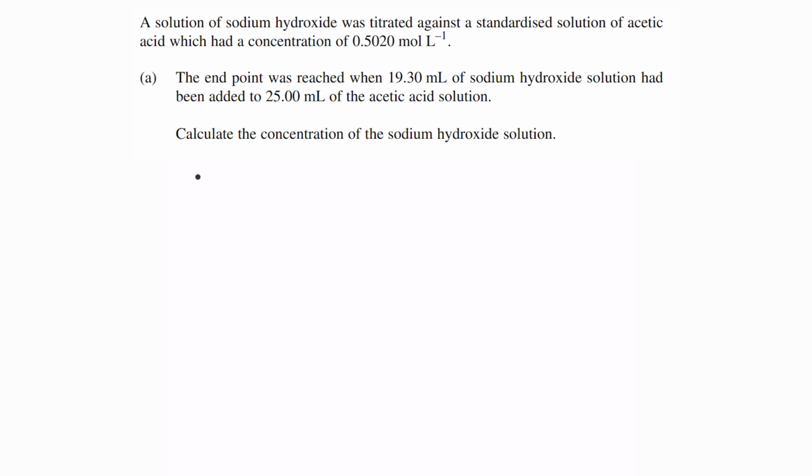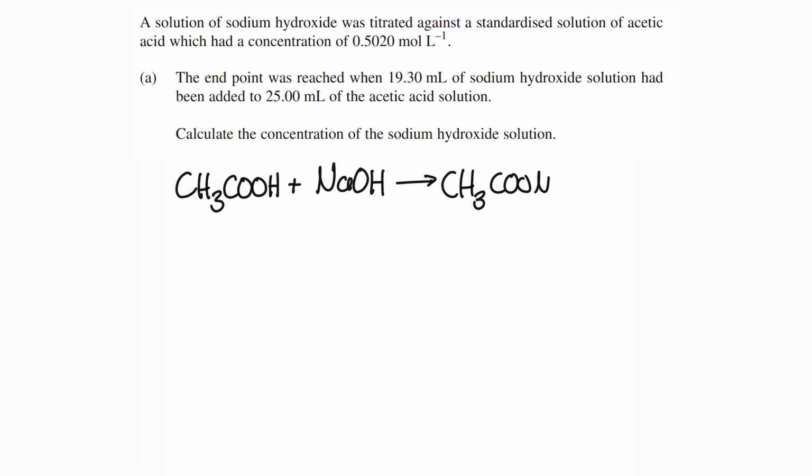So when solving any titration question, the first thing I'm going to want to do is write out a chemical equation. In this case, sodium hydroxide is titrated against acetic acid. So I'm going to do CH3COOH, which is our acetic acid, plus sodium hydroxide becomes CH3COONa plus H2O. So with any acid-base reaction, the typical scenario is that the hydrogen of the acid will swap with the cation of the base.